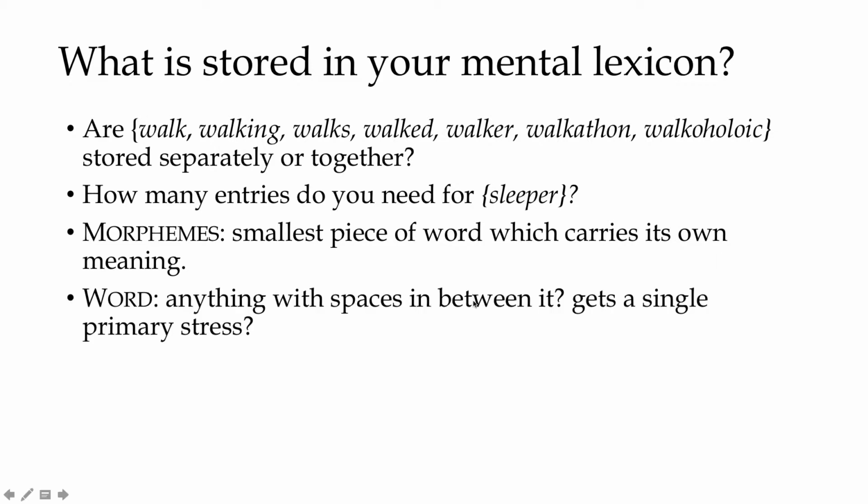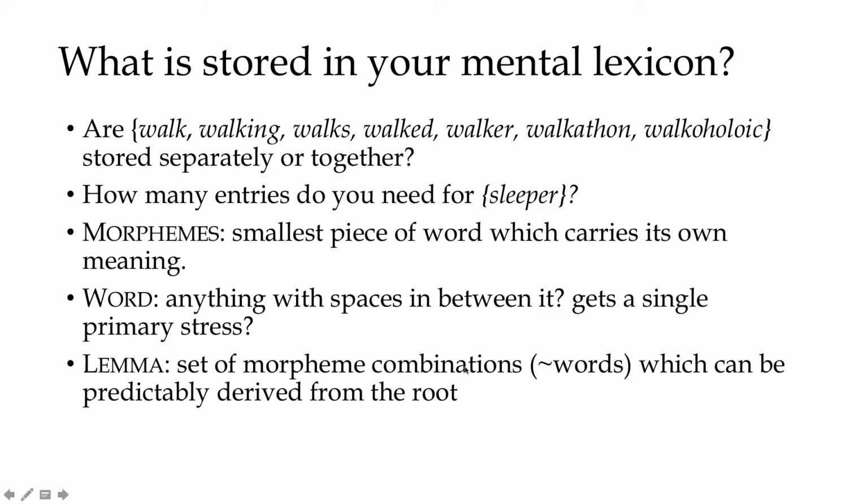A word, remember, is anything with spaces in between. Maybe it's something that gets a single primary stress. It's hard to actually define what words are. So even though I've been saying these things are words made of more than one morpheme, a lot of times technically linguists would say these are combinations of morphemes that come together. And then a lemma would be a set of those morpheme combinations, i.e. the words, which could all be predictably derived from the root. So this group here would be a single lemma.